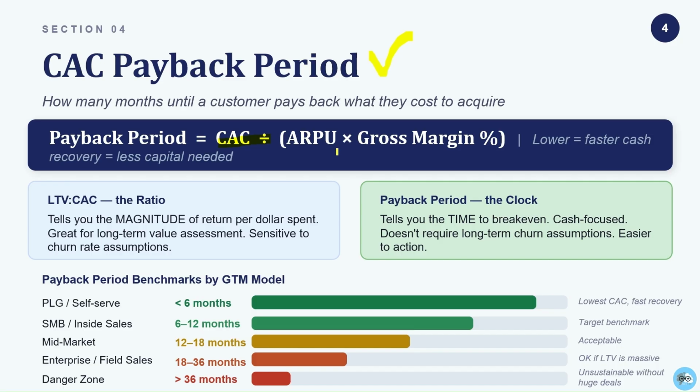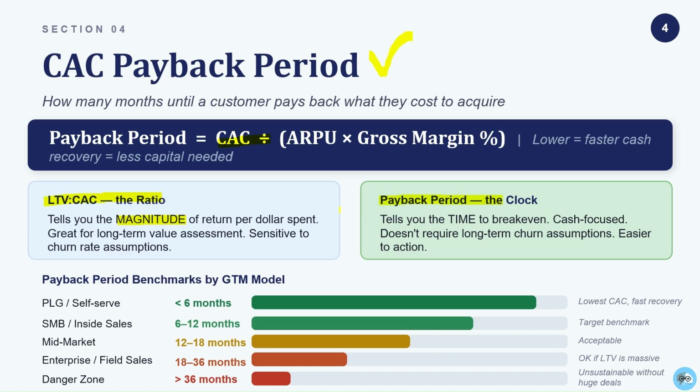we are doing good. So, let's understand the basic difference between LTV to CAC ratio and payback period. So, what is happening here? LTV to CAC is a ratio. It tells you the magnitude of the return per dollar spent. It helps in the long term assessment. Plus, it is sensitive to churn rate.